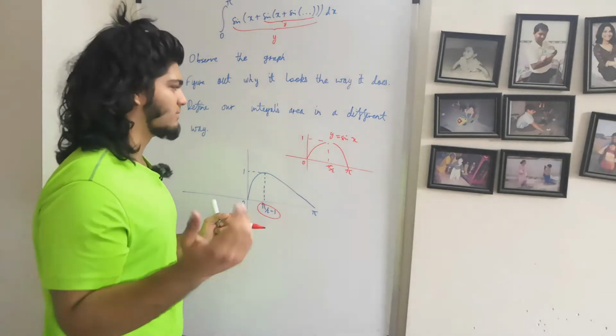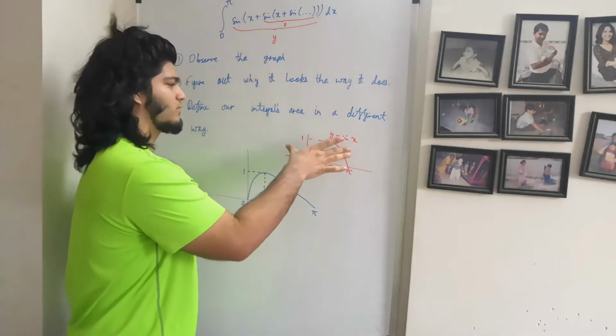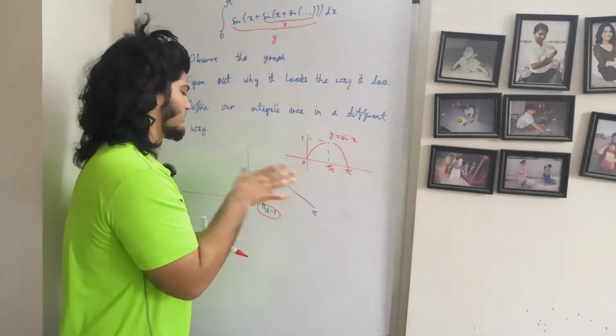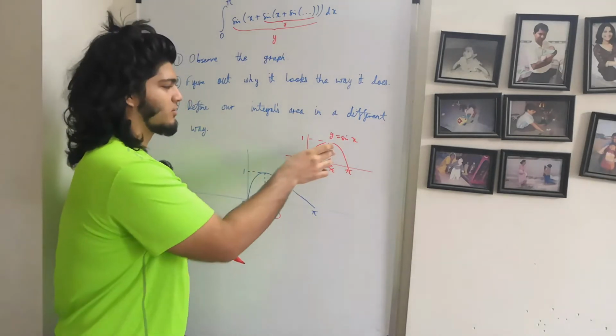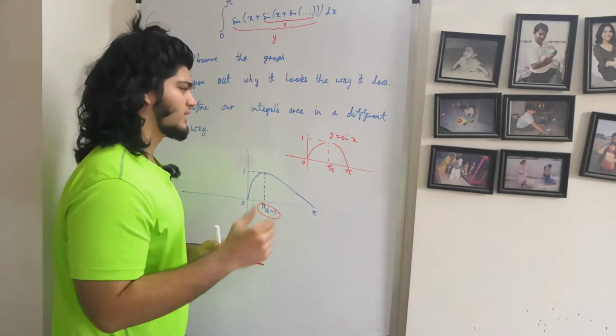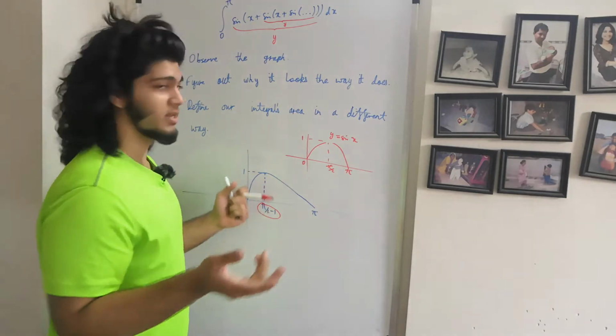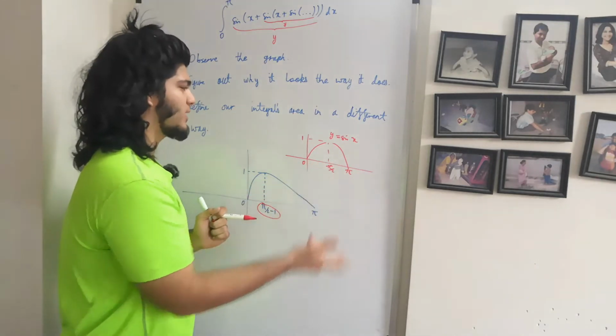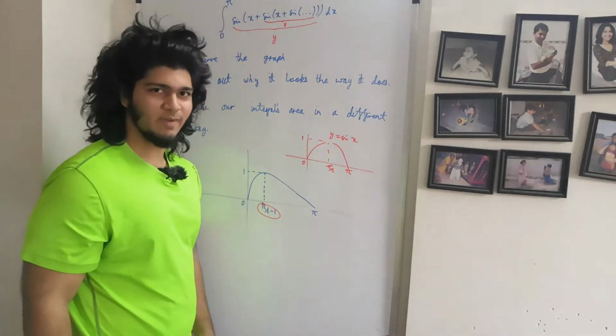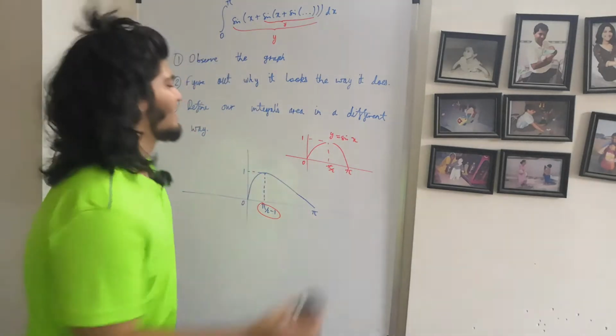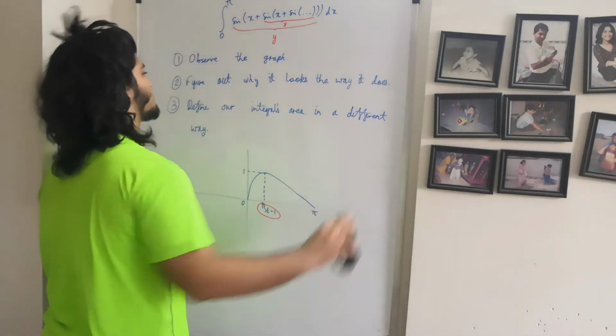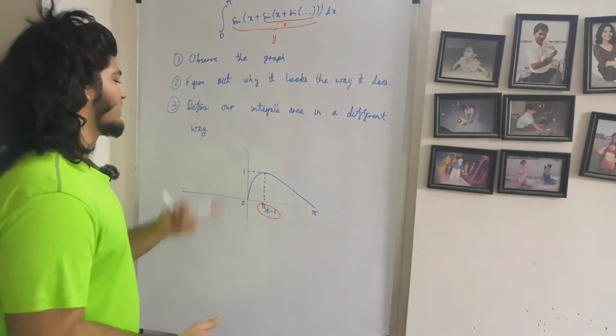So if we can somehow figure out how to go from this y equals sine x graph to this graph, and we figure out what happens to the area under the graph in that process, then we've got our answer, right? Because the integral from 0 to pi of sine x is child's play. So let's try to figure out why it looks the way it does.